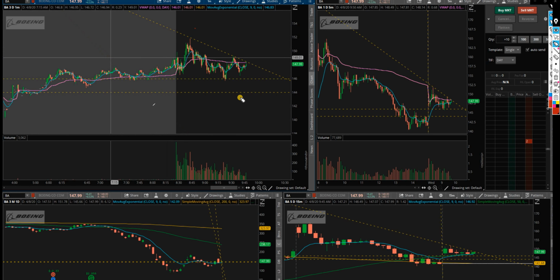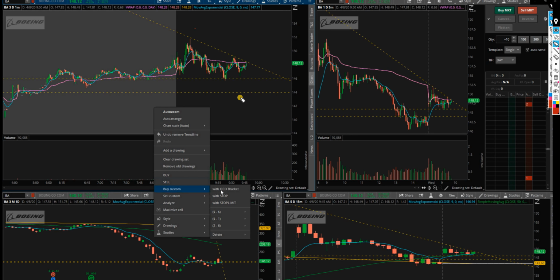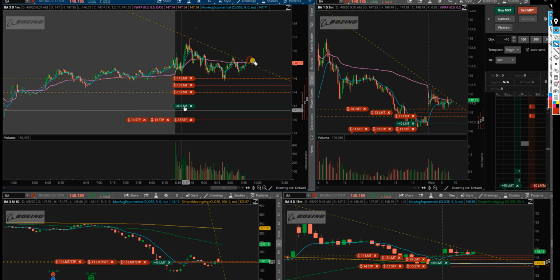Another cool thing about it is that it has a very good risk to reward ratio. So if it does break, I'm going to buy in this area, and if it fails, I'm going to get out. If it works, I'm going to take a bigger profit.